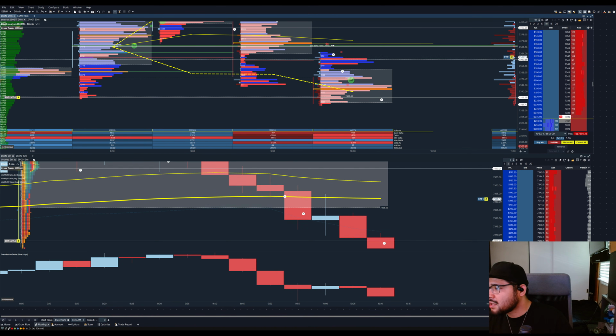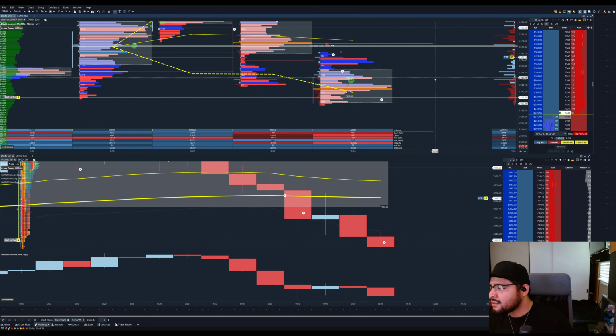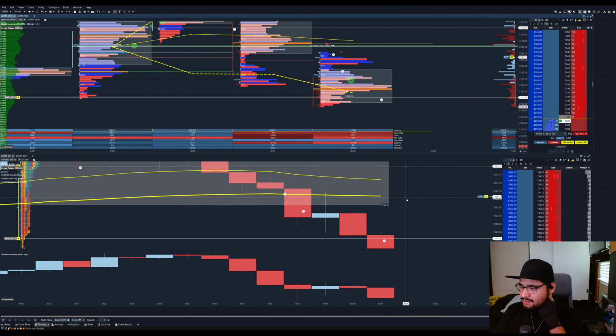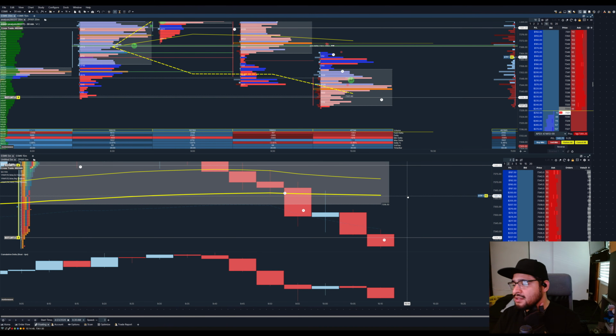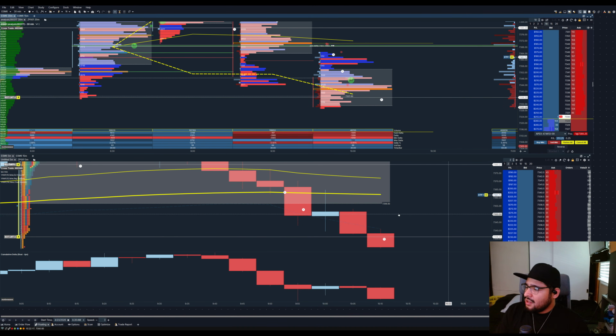I have my stop above this node here, which is the session VWAP. So if we go back up and tap, not the session, the daily VWAP, that'll get stopped out. Or if we keep trending downward and tap it while the VWAP is lower, that would be ideal for my runner.